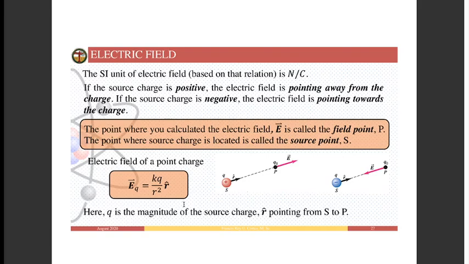Now your Q is the magnitude of the source charge, R is the distance between Q and the field point, and your R hat is always pointing from S to P, as you can see here. The electric field due to a point charge is independent of a test charge. Even without a test charge, the electric field is an intrinsic property of your point charge, your source charge.